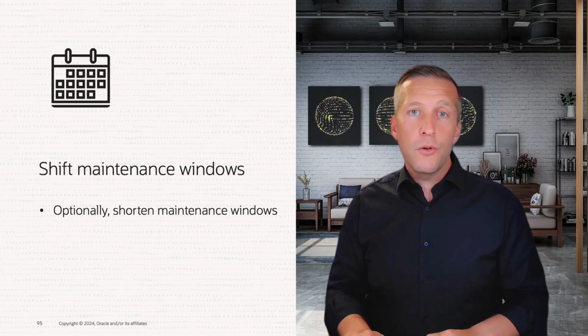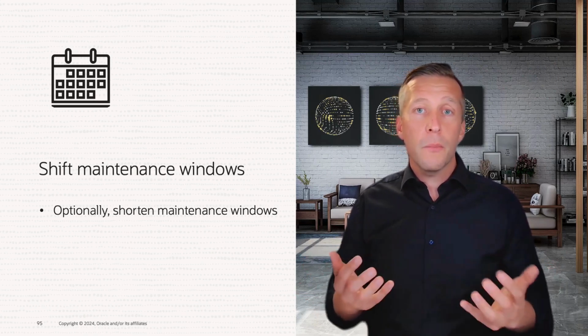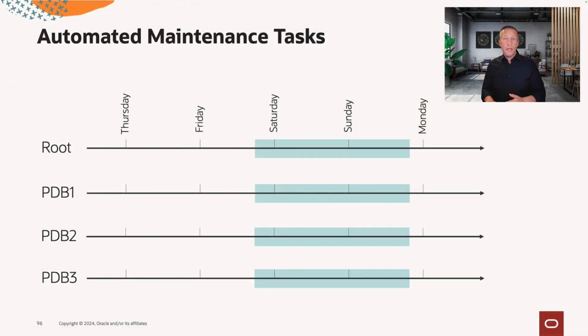Another option you can do is to shift the maintenance window and adjust the duration to something that makes more sense in your organization. Coming back to the example, by default, we have the same maintenance window in all our containers. Well, we can move things around and we can find better times. We can change the window and the duration so we have a much better fit for our system.